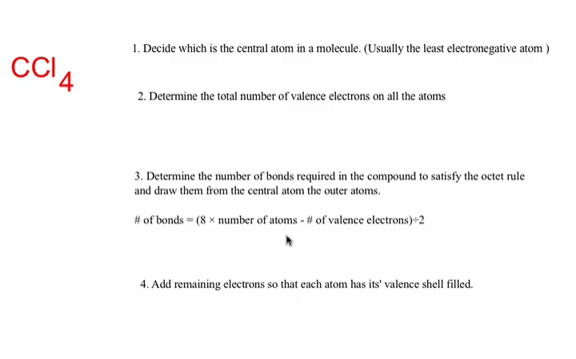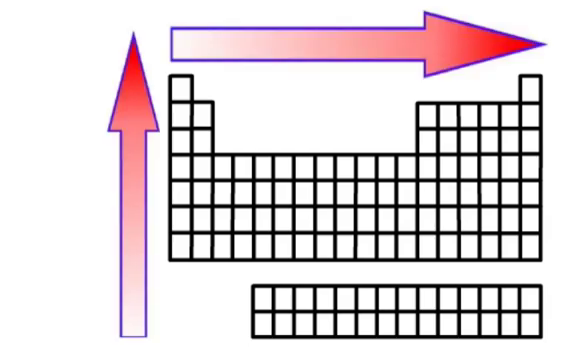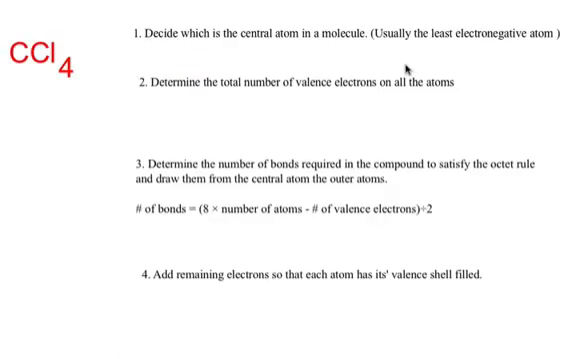Now, if we're going to determine the shape of this molecule, the first thing we have to do is draw the Lewis dot structure of it. And what we have to do here is identify the central atom in the molecule. The first thing we have to do is identify the least electronegative atom, which is going to be our central atom. And remember that electronegativity increases as we go up and to the right on the periodic table. So according to that, carbon is going to be our central atom in this carbon tetrachloride.